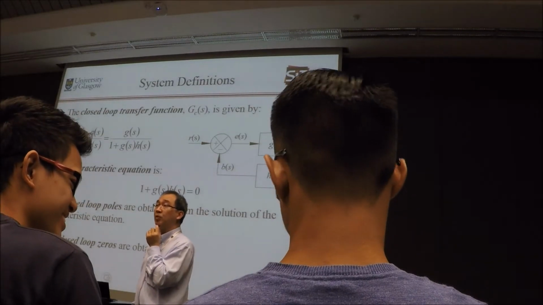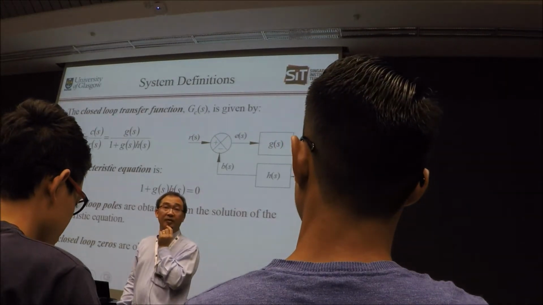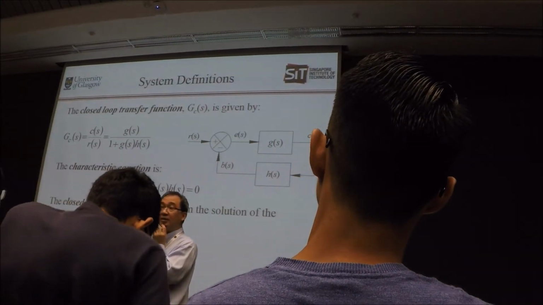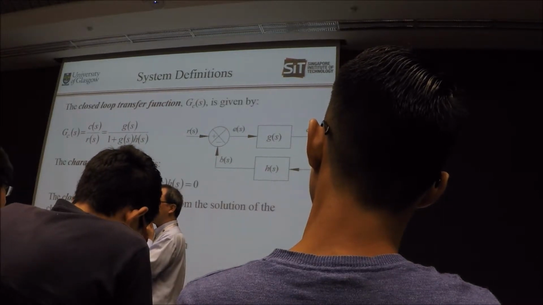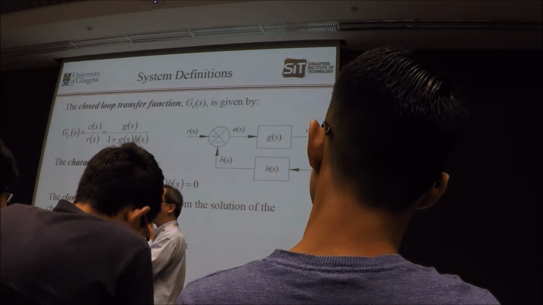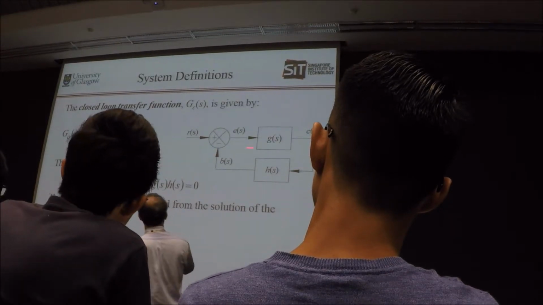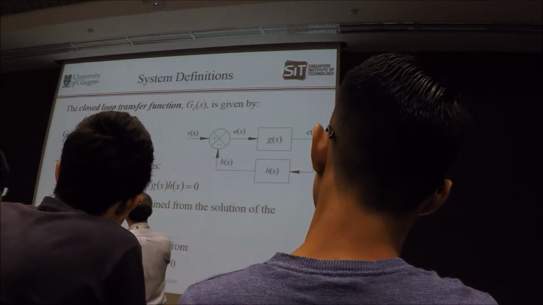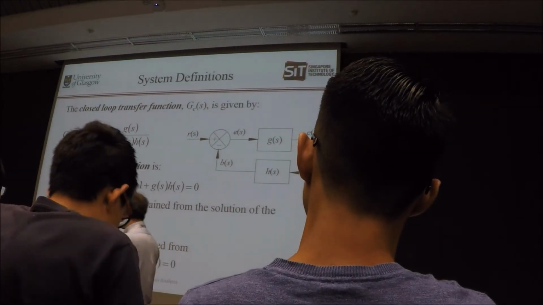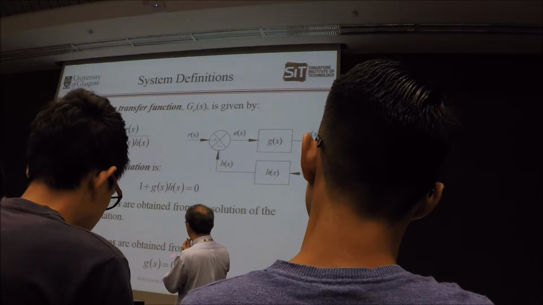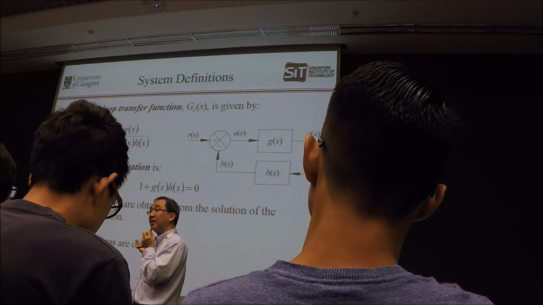What is the open loop transfer function? Can someone tell me? Can you still remember? G(s)H(s), right? The open loop transfer function is G(s)H(s). Your closed loop poles are obtained from the solution of this characteristic equation. Closed loop zeros are obtained from G(s) equal to 0. We have seen this previously.